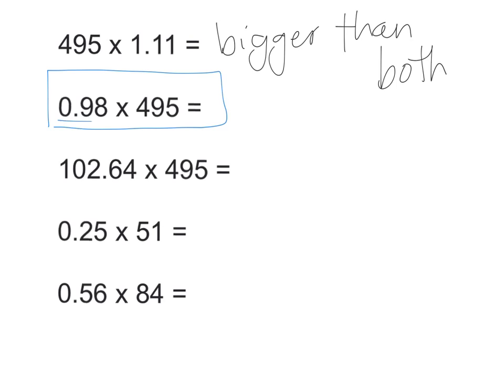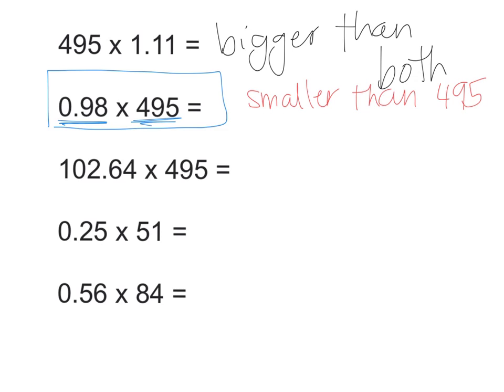Talk to your table group. Will it be bigger than this factor? Go ahead and talk. I can think of the second equation as being 98 hundredths of this number, of 495. So am I making a whole copy of 495? Is 0.98 bigger or smaller than 1? So am I taking a full copy of 495? I'm only making part of it, huh? So is my product going to be bigger or smaller than 495? Interesting. So my product's going to be smaller than 495.